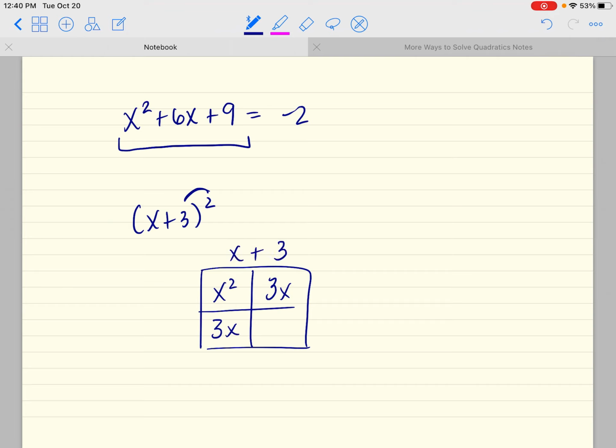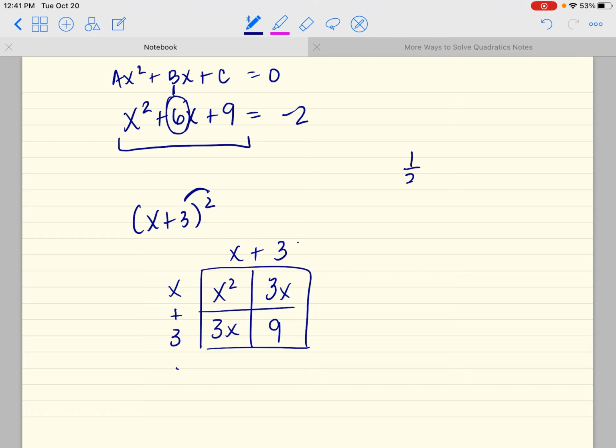So again, this had to be an x plus 3 and an x plus 3. And that 3 times 3 means a 9 had to go there. Or there's a formula, okay? So this is our standard form, ax squared plus bx plus c equal to 0. If we want to use a formula, we're going to say this middle coefficient is b, okay?